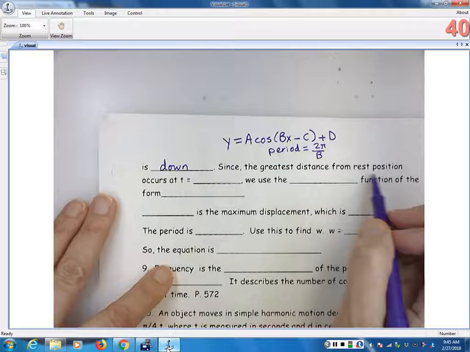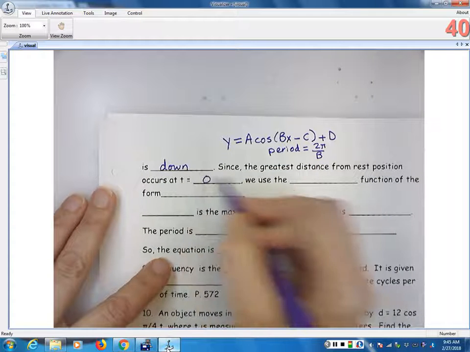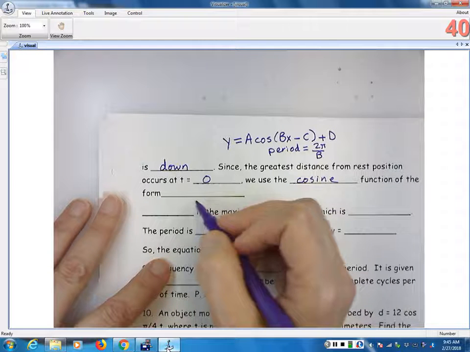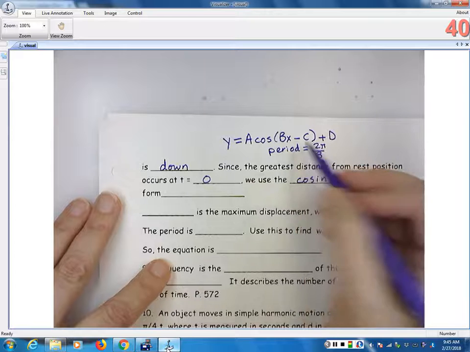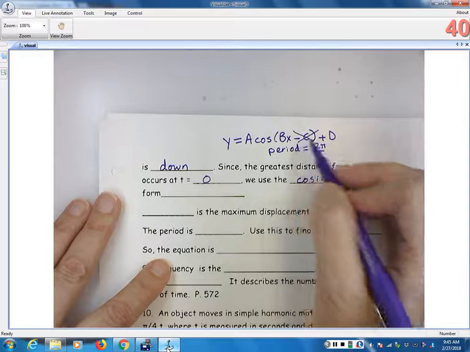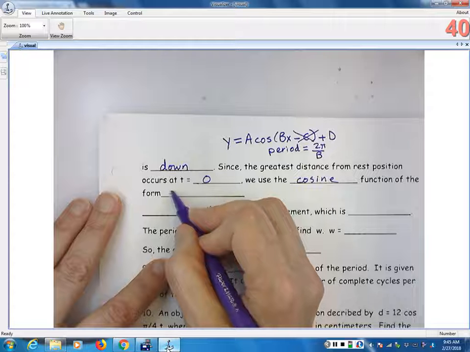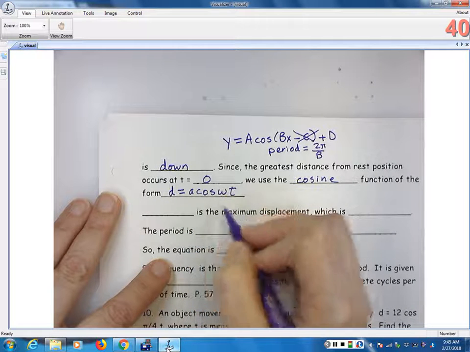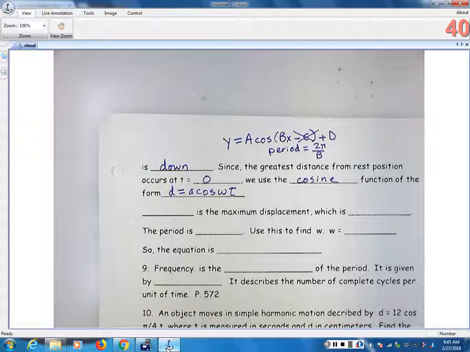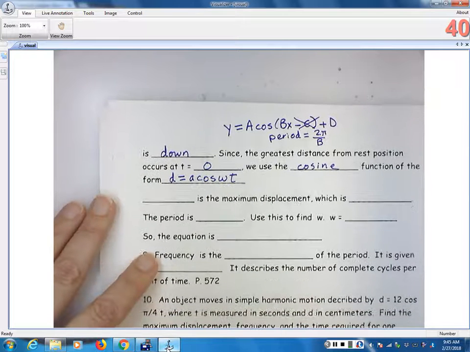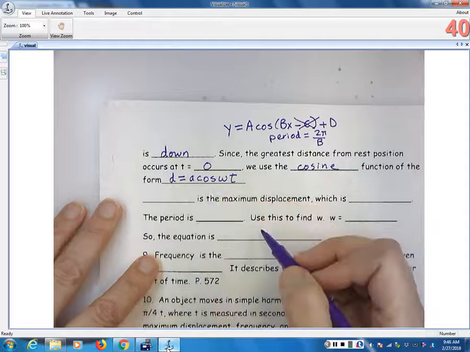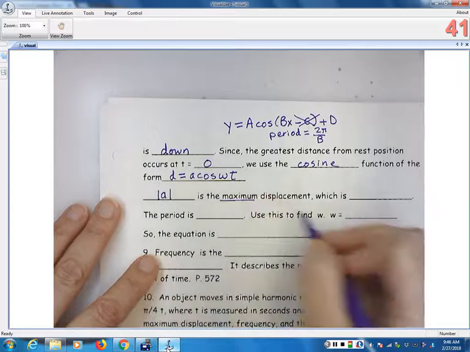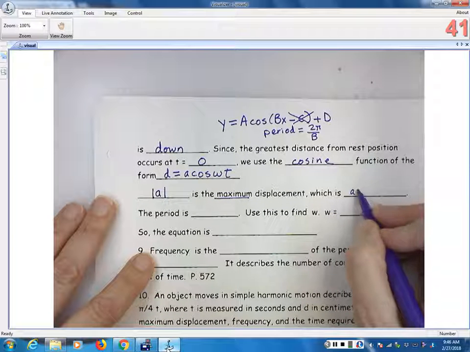Since the greatest distance from rest position occurs at t equals 0, we use the cosine function of the form. And there's no phase shift, so we won't have the c. So it's going to be d equals a cosine omega t. We're using omega instead of b. Okay, the absolute value of A is the maximum displacement, which is 6, negative 6.